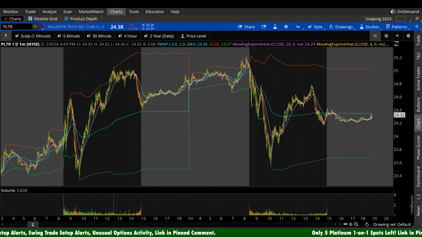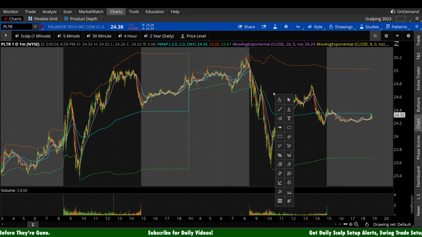Today we're taking a look at Palantir Technologies, ticker symbol PLTR, on a variety of time frames in anticipation of the next trading day, Monday, February 12th. Palantir stock today, when it was all said and done, finished the day just barely red, pretty much flat, down about 13 cents a share, minus 0.53%.